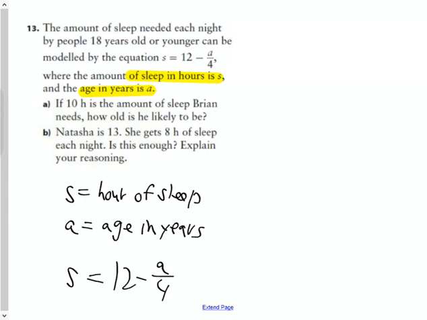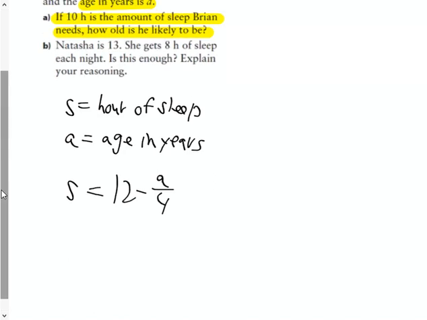So the formula is given. The easiest part about this is all you have to do is read the question and figure out what information is given, and you substitute that into your formula. So it says, question A, if 10 hours of sleep is the amount of sleep Brian needs, how old is he likely to be? So between these two variables, which one are we searching for, the A or the S? How old is he likely to be? We're looking for the A, right?